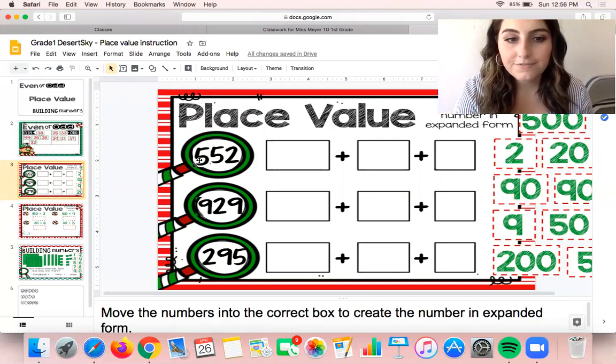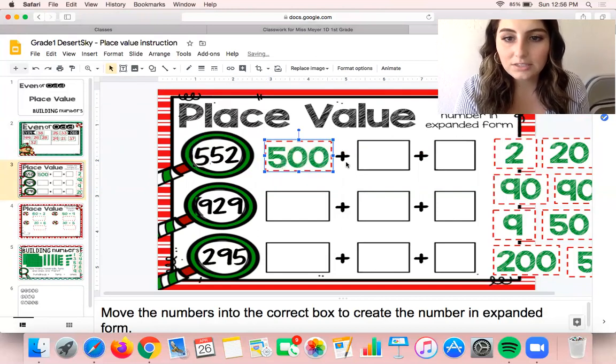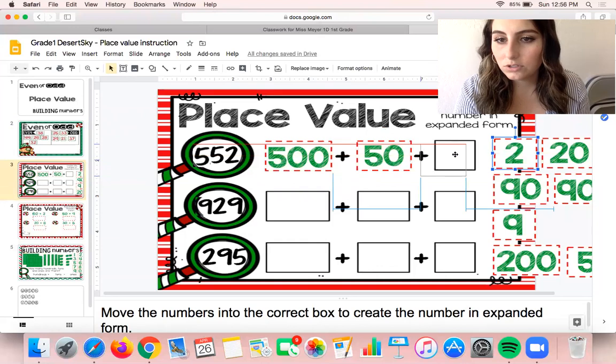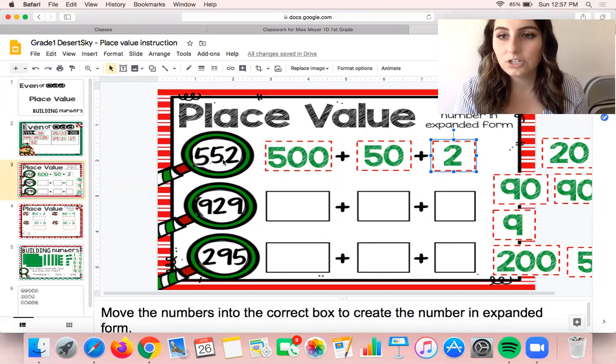So we have our number 552. Take the hundreds place and add 2 zeros. So we have 500, plus the tens place, 5 plus 0, 50, plus the ones place, we don't add any zeros, so we're just looking for the 2. So 500 plus 50 plus 2 equals 552.